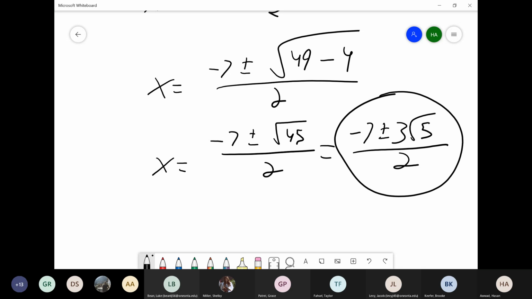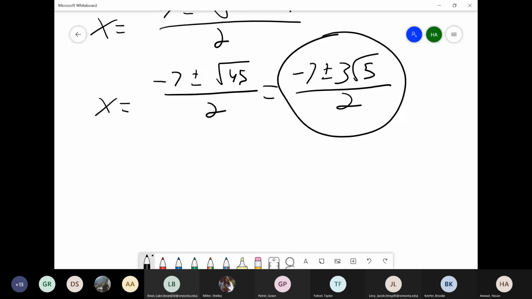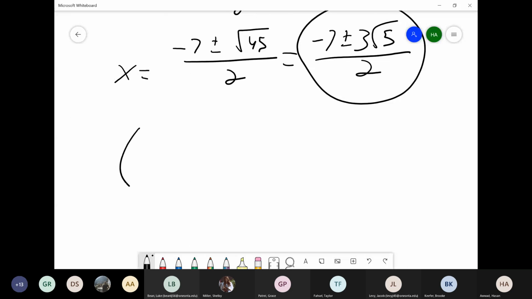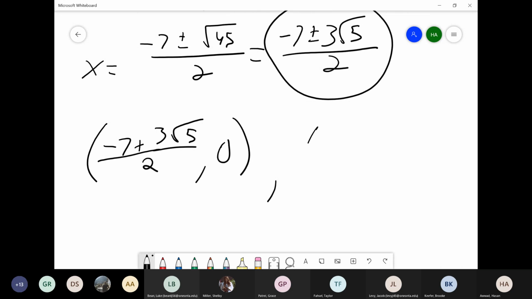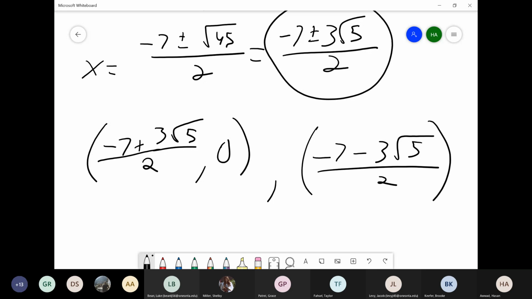However, these are going to be your roots, or these are going to be your solutions for x, which means that you're going to have two different solutions, of course, because it's plus or minus. So your 2 points here are going to be negative 7 plus 3 square root of 5 over 2. Oops, all over 2. My mistake. Comma 0, right? Again, this is your x-intercept, so there shouldn't be any y component. And then your other one is going to be negative 7 minus 3 square root of 5 all over 2, comma 0.